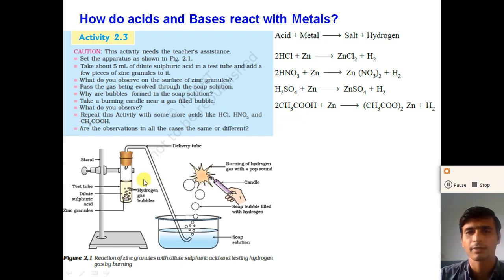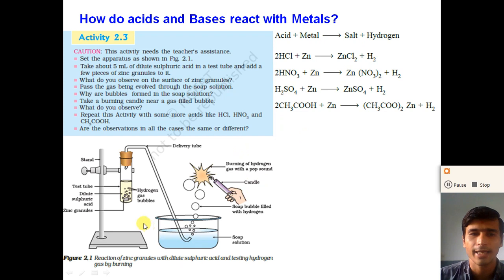From this activity we can say that when acids react with metal, they produce a salt and hydrogen gas. How can we know the presence of hydrogen gas? If you take a burning candle to the mouth of the test tube, the hydrogen gas burns with a pop sound. This indicates that hydrogen gas is present in the test tube. So understand, dear student, how the acid reacts with the metal: when an acid reacts with metals, it produces a salt and hydrogen gas.